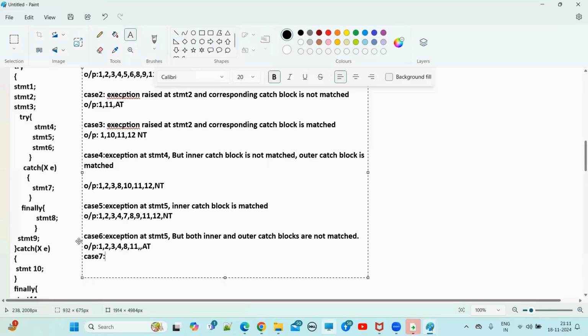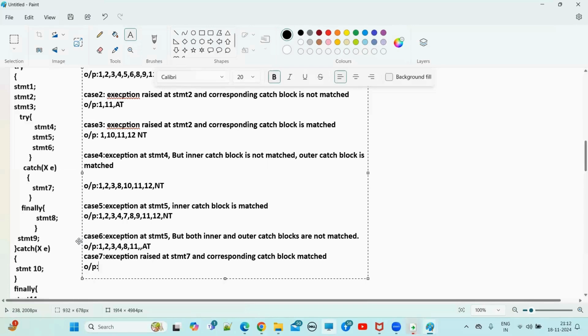So now, in case 7, let me ask like this. Exception is raised at statement 7. Exception raised at statement 7, and corresponding catch block matched. Then tell me output.